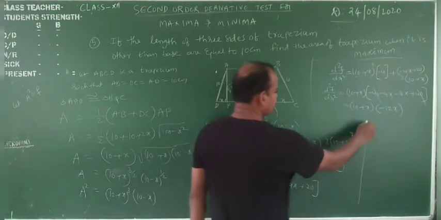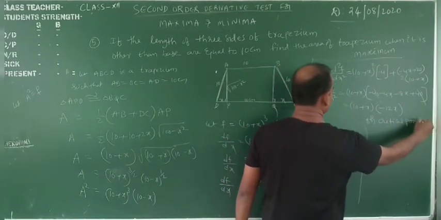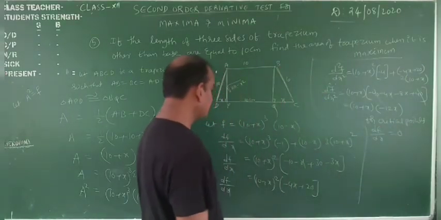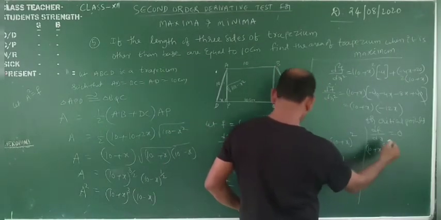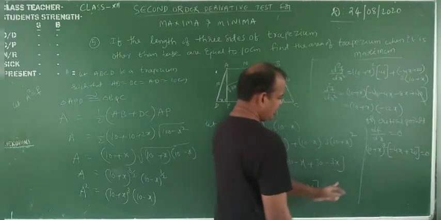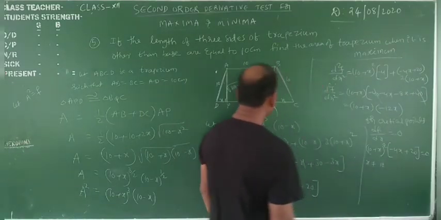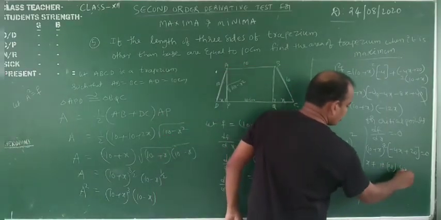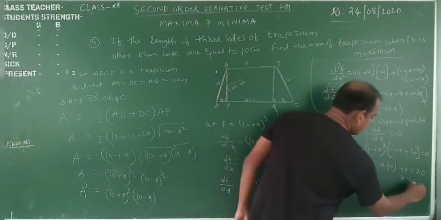Now for critical points, df by dx is equal to 0. What is df by dx? 10 plus x whole square into minus 4x plus 20 is equal to 0. Here 10 plus x is equal to 0 gives x is equal to minus 10. Possible? x is not equal to minus 10. Why? x is the length of the side, so not minus 10. This part must and should be 0. Minus 4x is equal to minus 20, which means 4x is equal to 20. Now x is equal to 5.